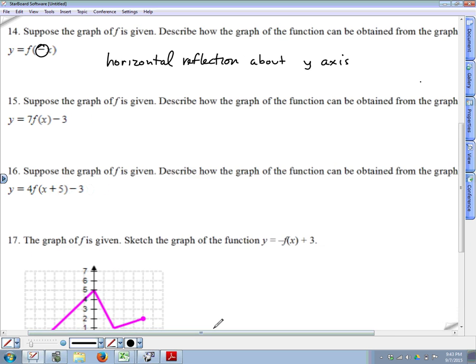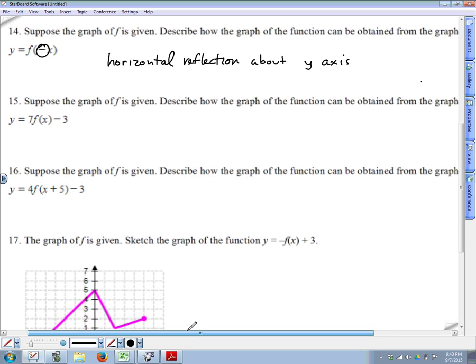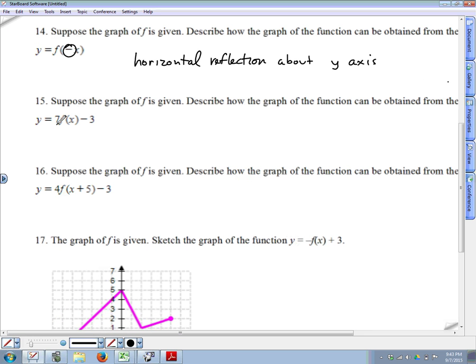Okay, question 15. Suppose the graph of f is given. Same thing, same question. Different things are happening here, though. We've got 7 times f of x minus 3. So the 7 is a transformation and the minus 3 is a transformation. Both of these transformations are occurring outside of the function. Anything that occurs outside the function is a vertical change, but it affects the graph differently. Since the minus 3 is adding or subtracting, the 7 is multiplying. They affect it in different ways.